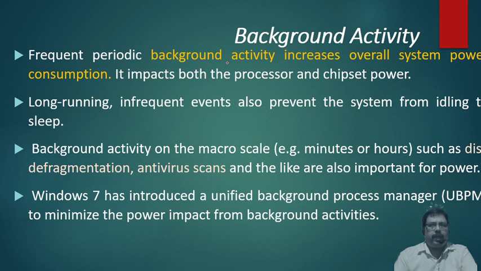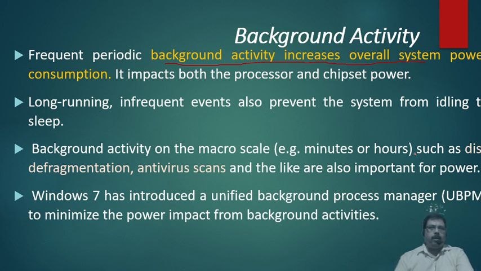Next is background activity. Most of us are familiar with this. Sometimes if your mobile gets slower, we just go to the optimize option. So what is optimization? We have to understand. When any process is running, along with that process some other sub processes also will be running in the background, which may not be necessary in some cases, but the more background activities are running, it will consume more power.